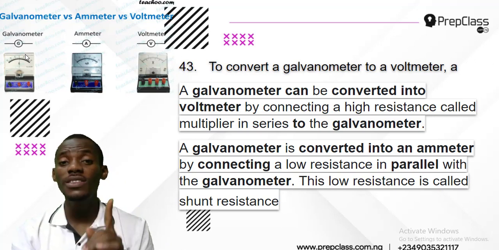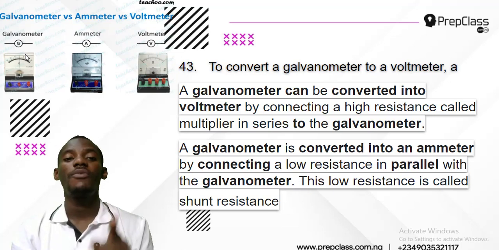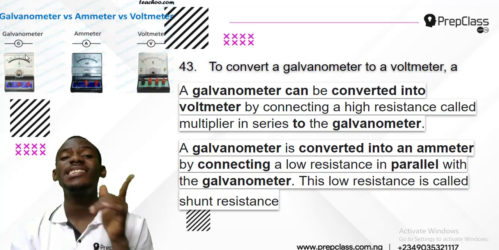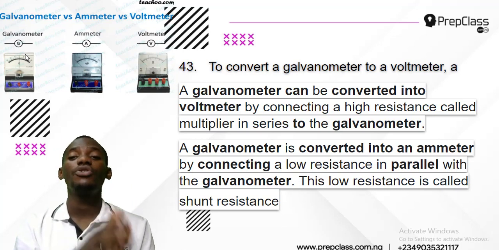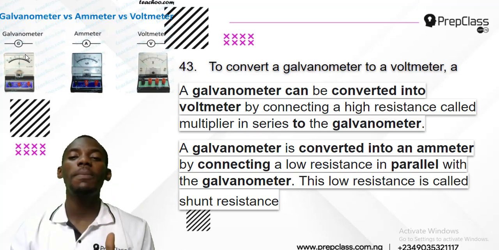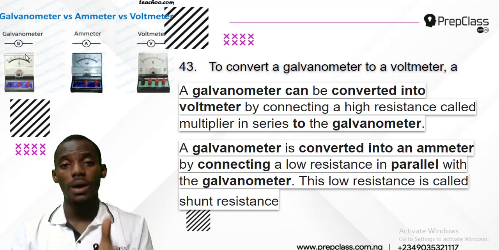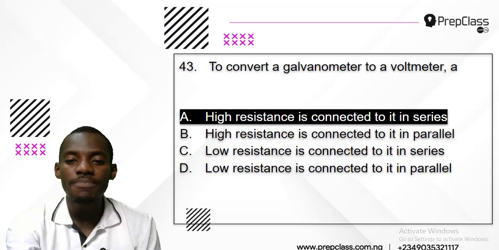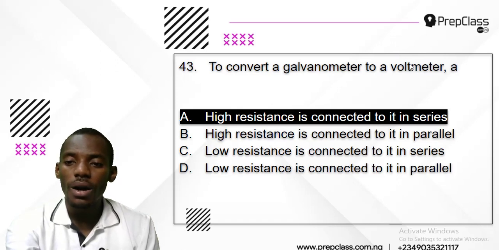So the shunt resistance must be in parallel for an ammeter, but the multiplier resistance must be in series if it is changing from galvanometer to a voltmeter. If it is changing from galvanometer to an ammeter, the shunt resistance must be in parallel, and that is it. To change from galvanometer to voltmeter, a high resistance must be connected in series, and that high resistance is called the multiplier.